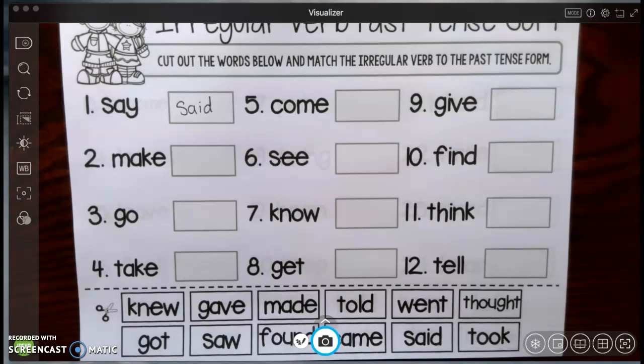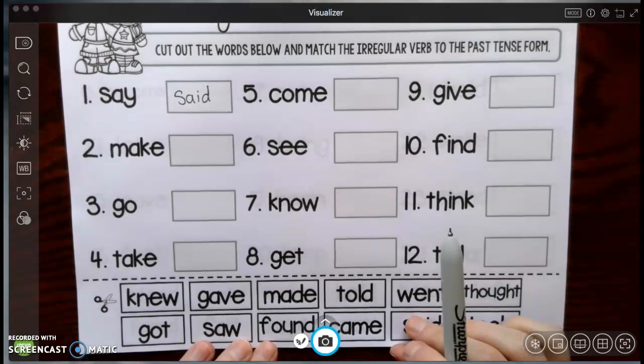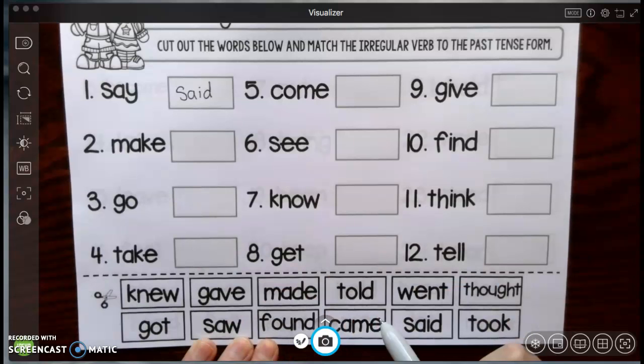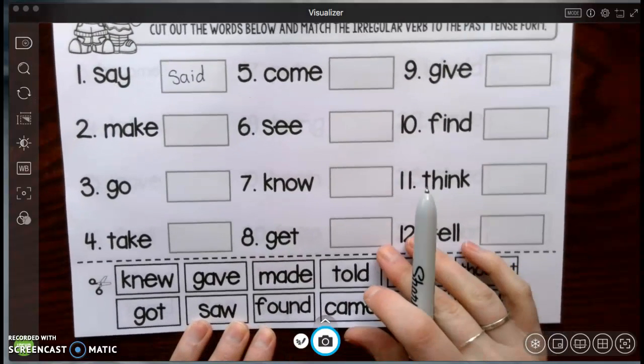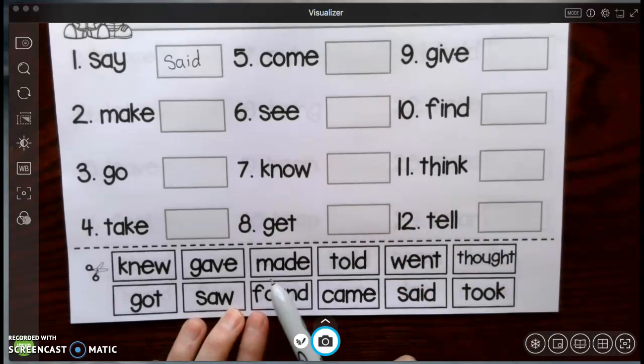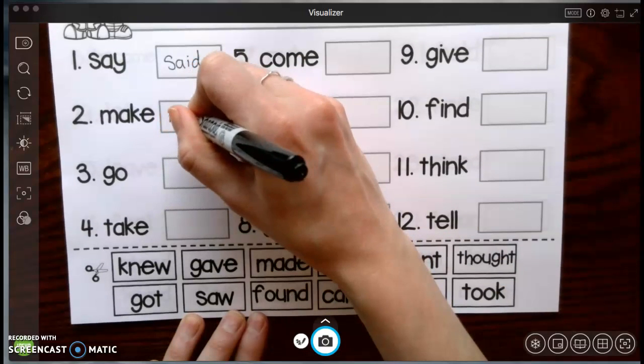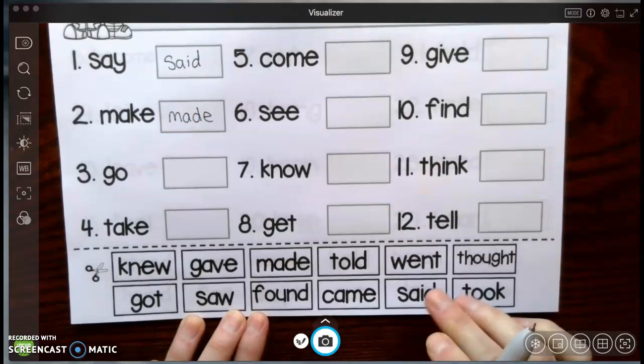So let's try one more before I let you guys work on this on your own. Number 2 is make. What's the past tense form of the verb make? Well, maybe some of you saw it already down here. The verb made is in the past tense. So I would just write made next to make.